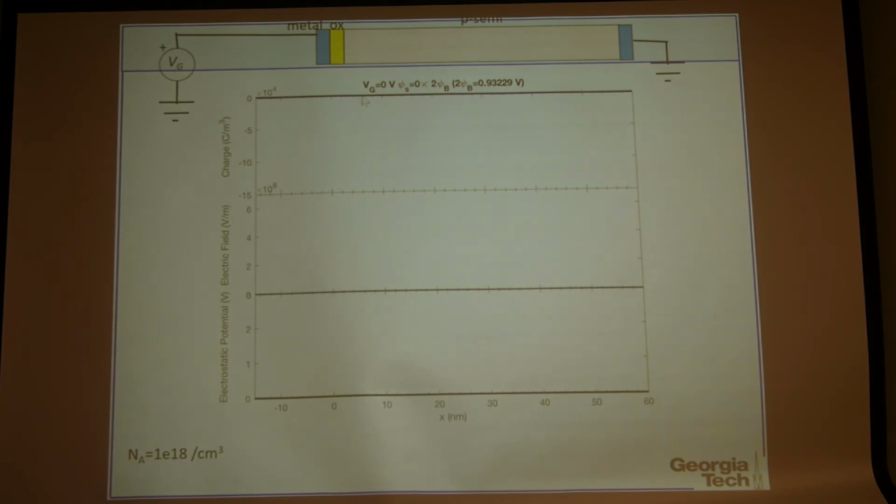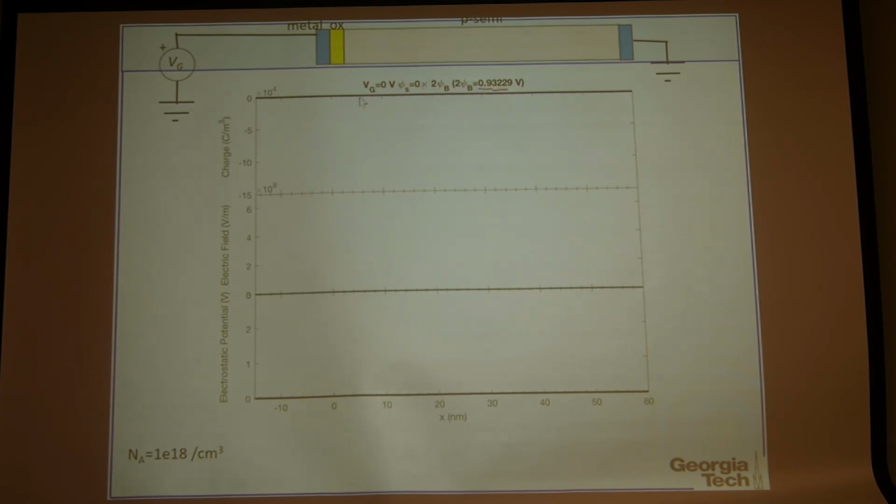Here we are going to show the real simulation results of those variables as a function of the gate voltage you apply. Initially the gate voltage equals 0, and phi b in this case, due to this doping, you can calculate. Once you are given the doping density, you can calculate phi b from the band diagram. And in this example, given this doping, 10 to the power 18, 2 phi b will be 0.93 volts. So this is what you can calculate.